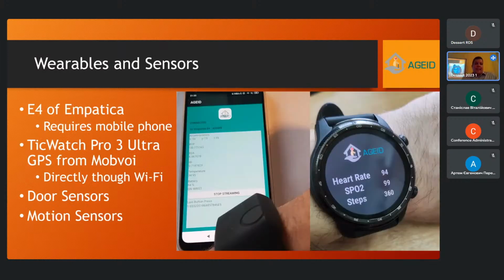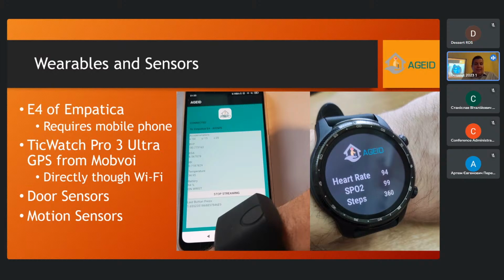So we researched different sensors in the market, and we concluded on two solutions. One device used a lot in research projects is the E4 of Empatica. It's a company that is famous in academia for doing similar research projects.